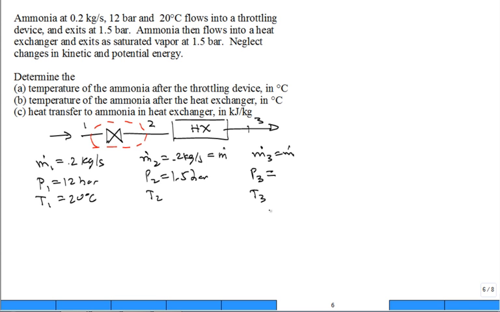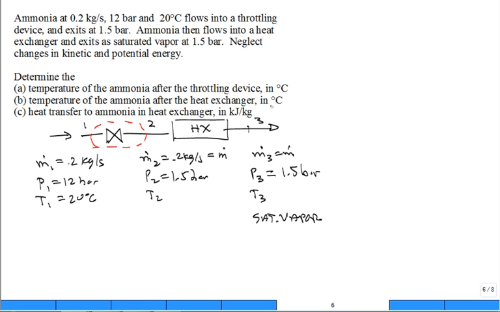Let's take a look at this a little bit. It exits as saturated vapor at 1.5 bar. Was there a pressure drop across the heat exchanger? It went in at state 2 at 1.5 bar. It went out at state 3 at 1.5 bar. That's good. That's our typical assumption: no pressure drop through a heat exchanger. But it comes out saturated vapor. Determine the temperature of the ammonia after the throttling device. Then part B, the temperature of the ammonia after the heat exchanger.